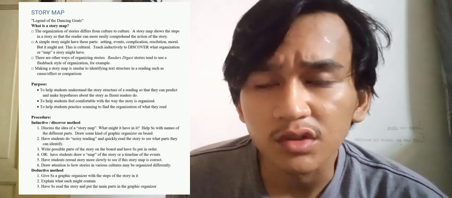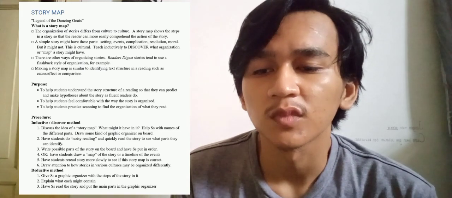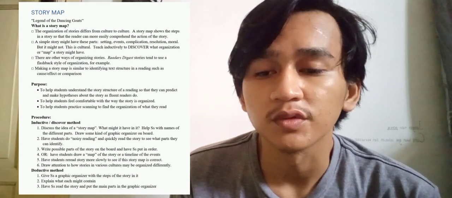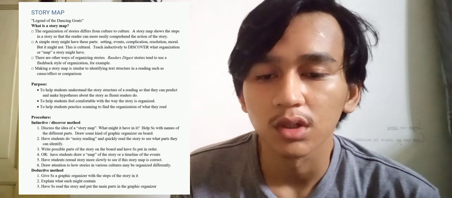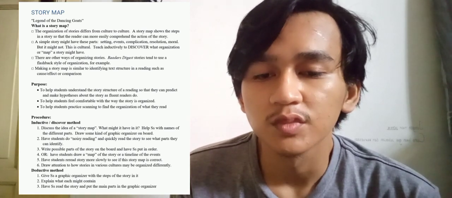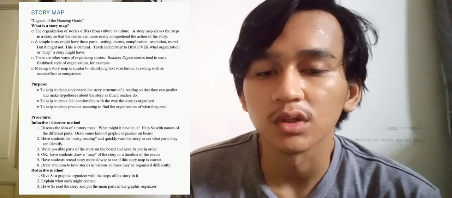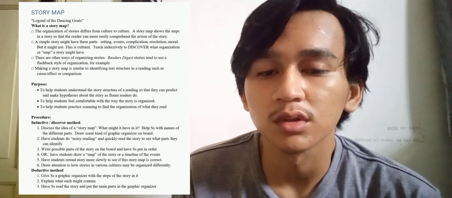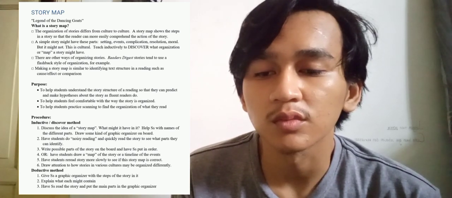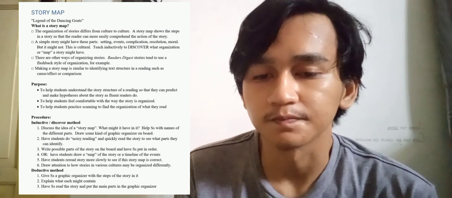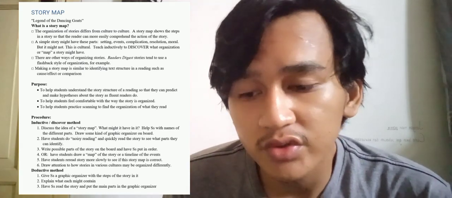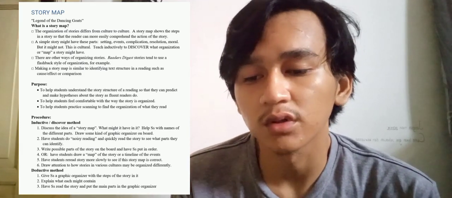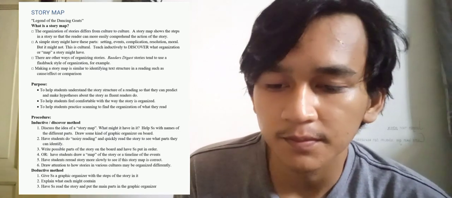But first, what is a story map? The organization of stories differs from culture to culture. A story map shows the steps in a story so that the reader can more easily comprehend the action of the story. The procedure is the inductive or discovery method.